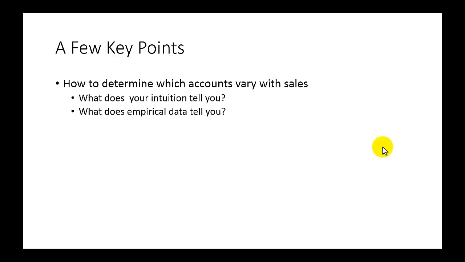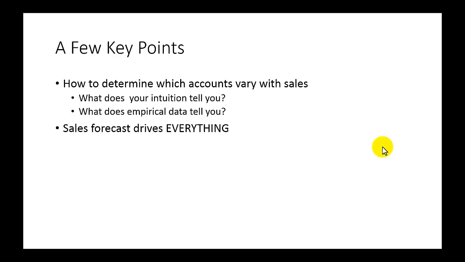If you're not sure, if your intuition tells you it could go either way, go ahead and look at empirical data. What I mean by that is look at 3 or 4 years' worth of past data. If you look at 3, 4, or 5 years of past data, and you see that in fact this account is very stable as a percentage of sales, you can probably be comfortable moving forward with the assumption that it does vary with sales. If you see a lot of volatility in that account as a percentage of sales, you might be less confident moving forward with the assumption that it will vary proportional to sales.